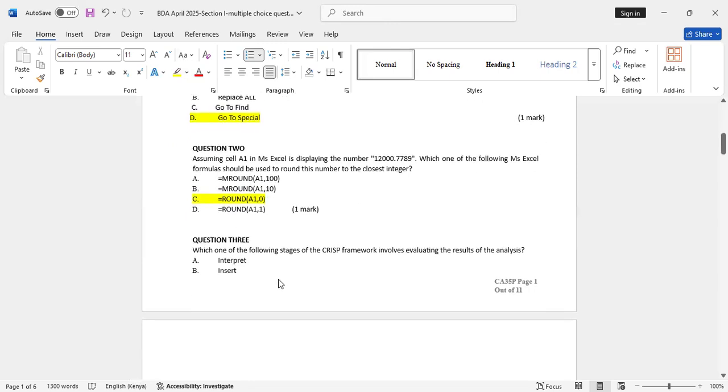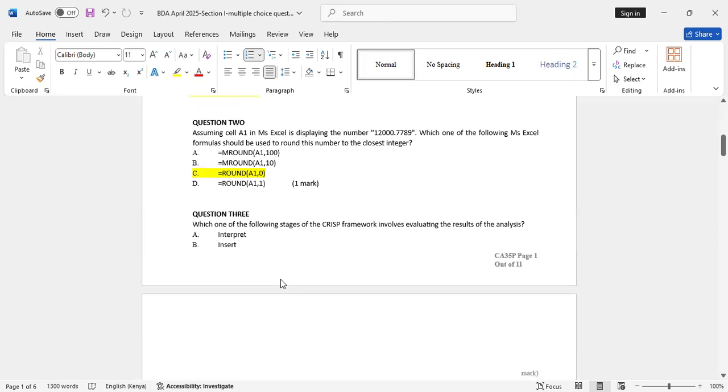So we go to question 3. Which one of the following stages of the CRISP-DM framework? CRISP-DM is the Cross Industry Standard Process for Data Mining. So which one of the following stages of the CRISP-DM framework involves evaluating the results of the analysis? I also tested the evaluation part.